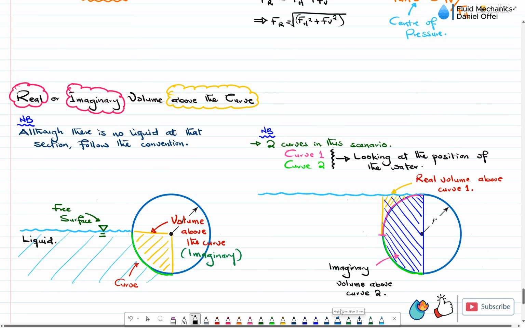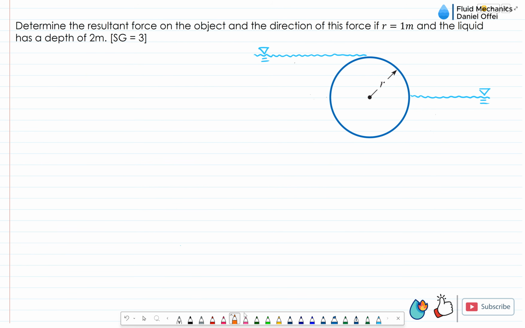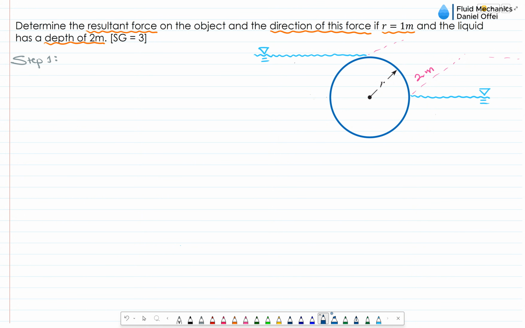So let's use this example to explain what we've been talking about so far. We are supposed to determine the resultant force on an object in the direction of this force if there is a radius of 1 meter and the liquid has a depth of 2 meters. So before we start, let's determine the number of curves that we have.